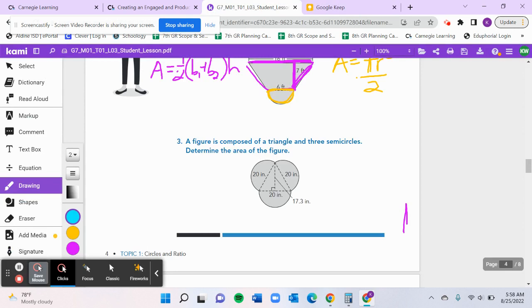A figure is composed of a triangle and 3 semicircles. Determine the area. Now with this, it's a bit tricky. Think, what could we do with 3 semicircles? There are several ways to solve. Pause here if you have not already solved. If you have, my work is about to be shown.